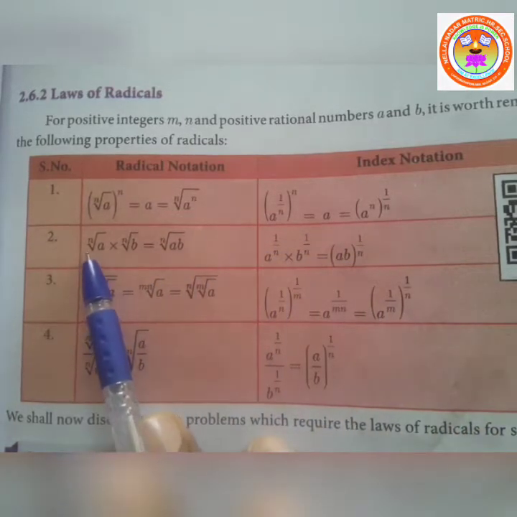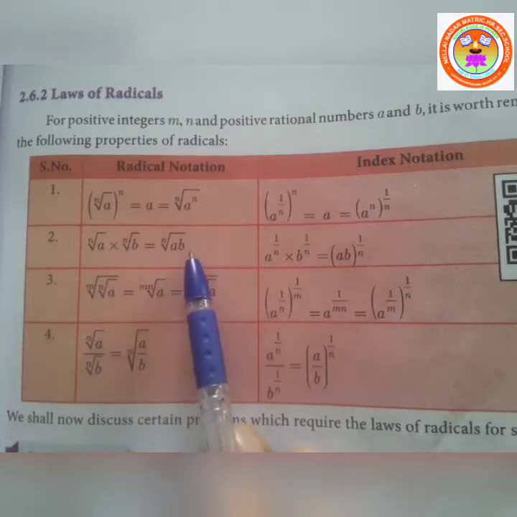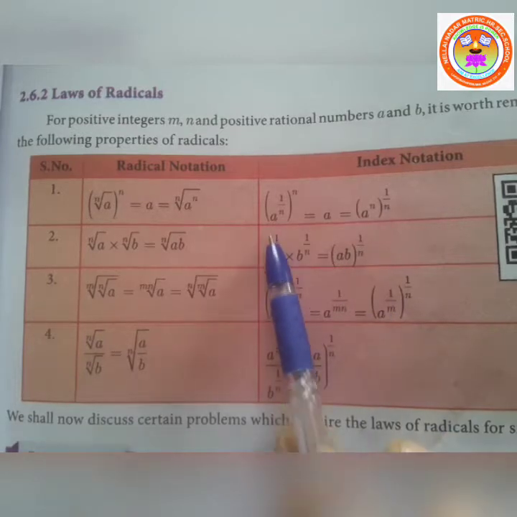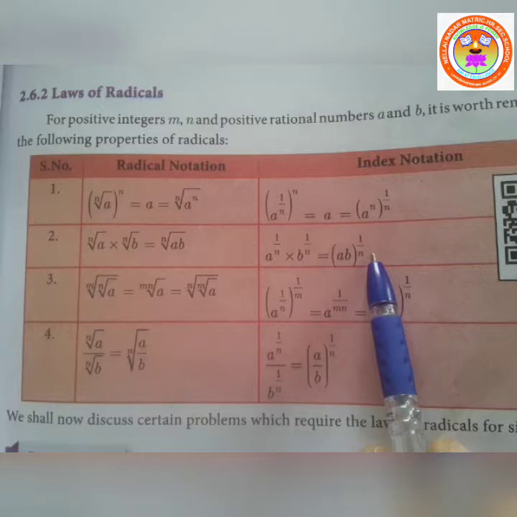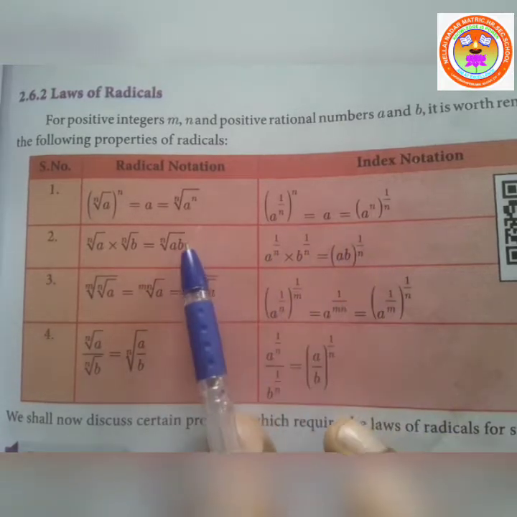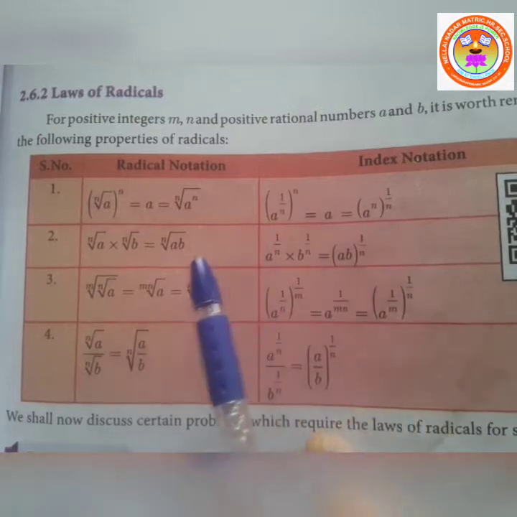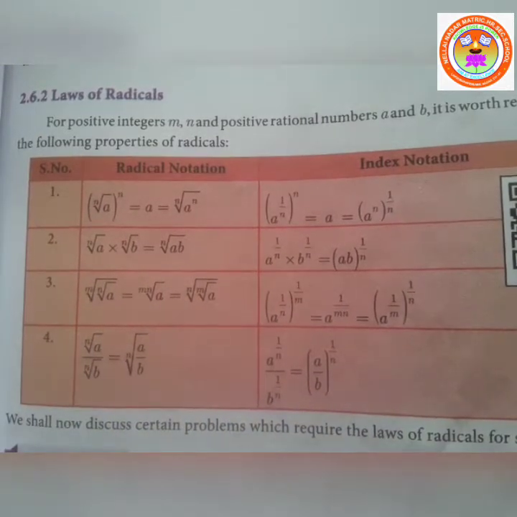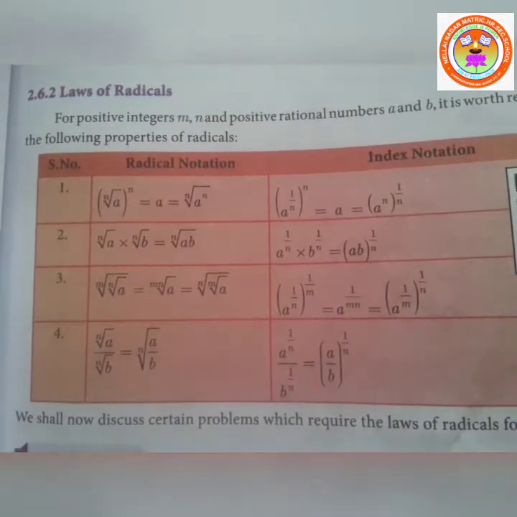Nth root of a into nth root of b equals nth root of ab. Similarly we can write this in index form: a power 1 by n into b power 1 by n is equal to ab power 1 by n. Both are correct, only the way we are writing is different. So pause this video, write all this down and memorize it. Are you able to understand? Memorize all this, then it will be easy for us to do the exercise.